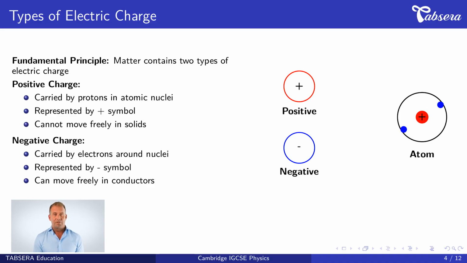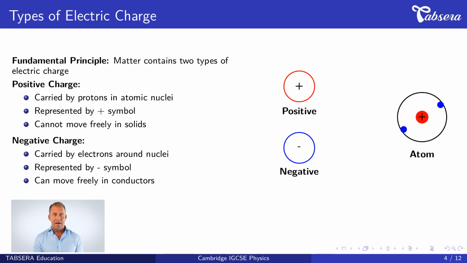Let's explore our first core concept. The fundamental principle states that matter contains two types of electric charge, positive and negative. This means every electrical phenomenon involves one or both charge types. Positive charge is carried by protons in atomic nuclei. We represent positive charge with a plus symbol. Protons cannot move freely in solid materials because they are bound in nuclei.